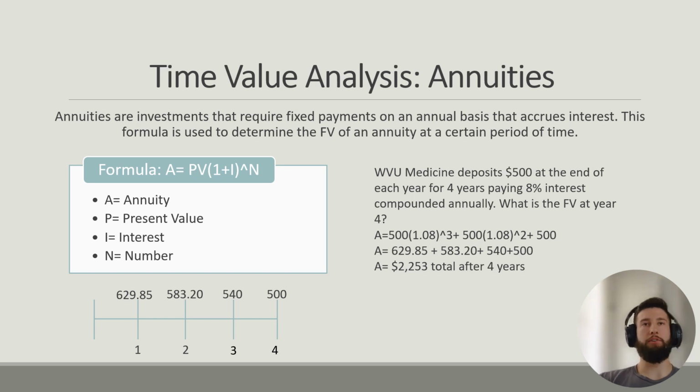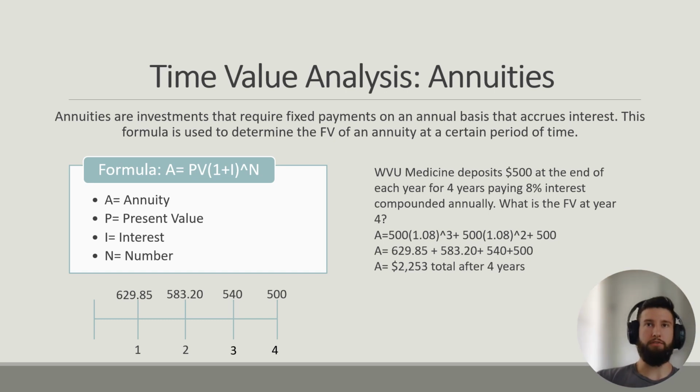Alright, now we're going to be talking about annuities. An annuity is just a type of investment that requires a fixed payment on an annual basis, accruing some kind of interest rate. The formula to determine the future value of an annuity varies based on what year you want to see the future value of. So if you go down here to the left for our formula, that formula needs to be applied to each year. I put a little graph at the bottom there. That's a timeline, one of our key concepts, just to help display what's going on here.